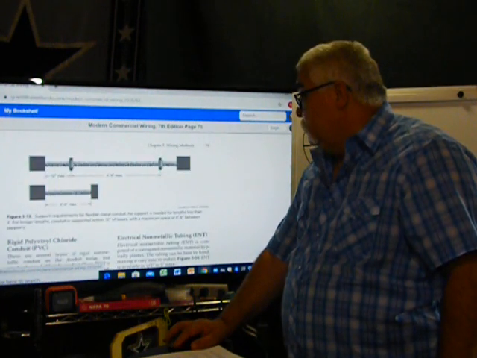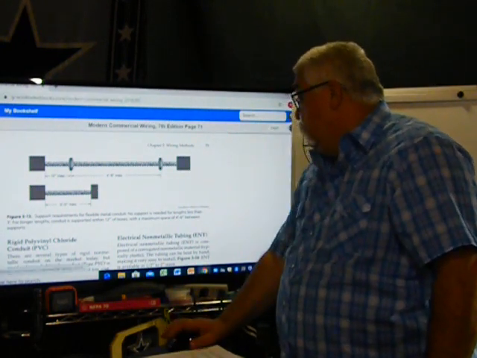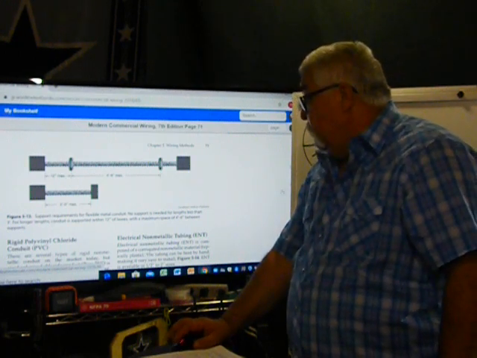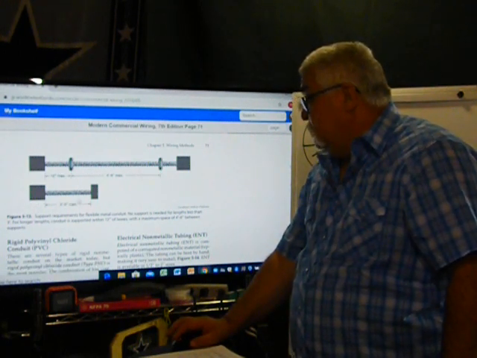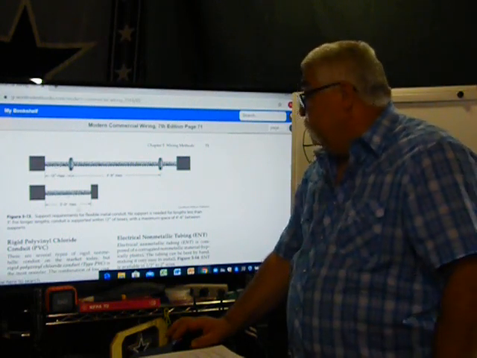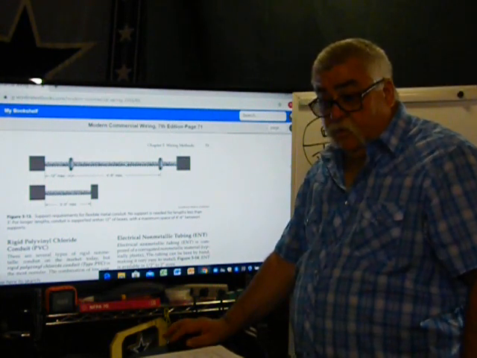There's a flex. Support requirements for flex metal conduit. No support is needed unless less than 3 feet for long leads. And always remember, if you've got a short piece, my part, I always say, pull the ground in. The code says you don't have to.